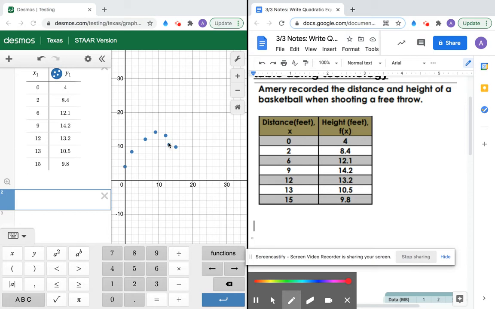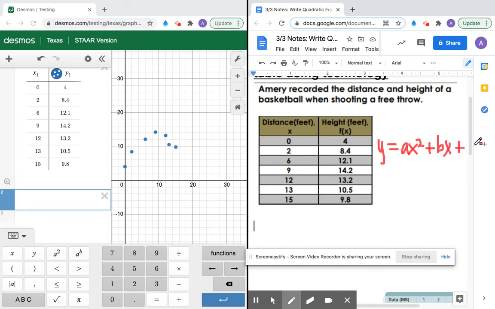Remember that the standard form of a quadratic function is y equals ax squared plus bx plus c, where a is the value in front of x squared, and c is the constant. So what you want to recognize is that we're going to have to identify what a, b, and c are in order to write our equation.